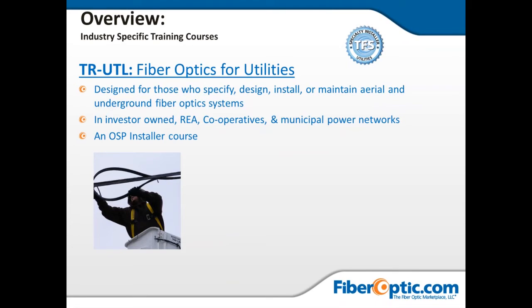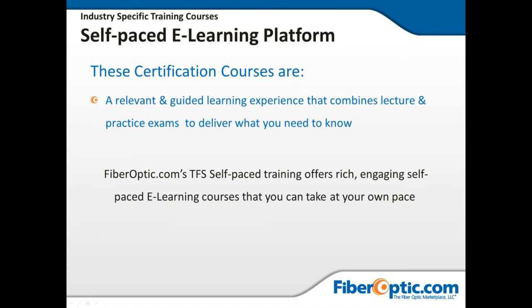And then finally, UTL or utilities. This is really aimed at clients that work out on the poles, whether it be municipality, sometimes the traffic guys fall under this category, but they may be working for the REAs and co-ops. In general, it's an outside plant installer type of course. So you don't get the full outside plant technician class that we do, which is a 5-day class, but you do get the basics for entry-level outside plant. And that's where the utility fits into the mix here.